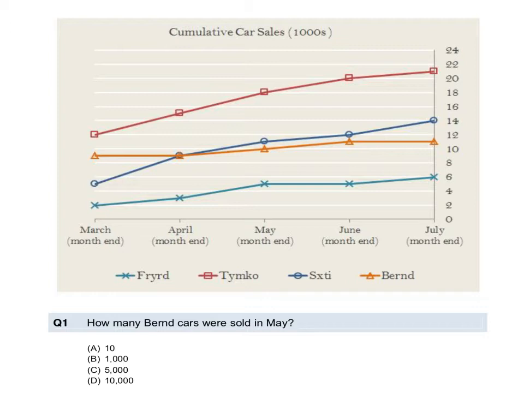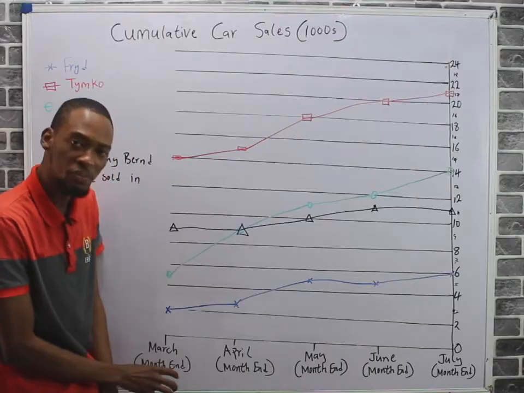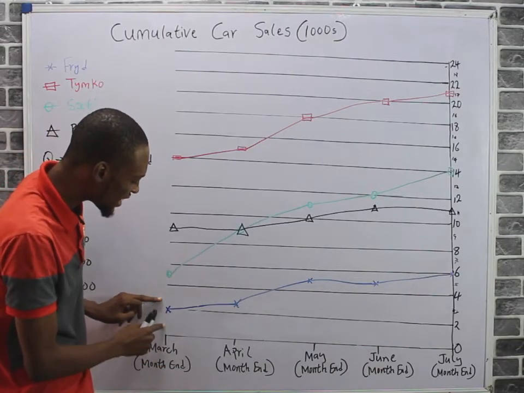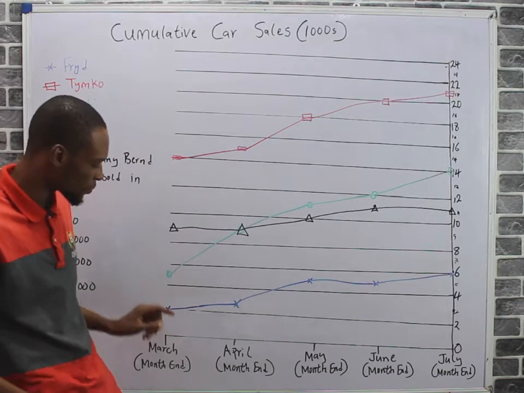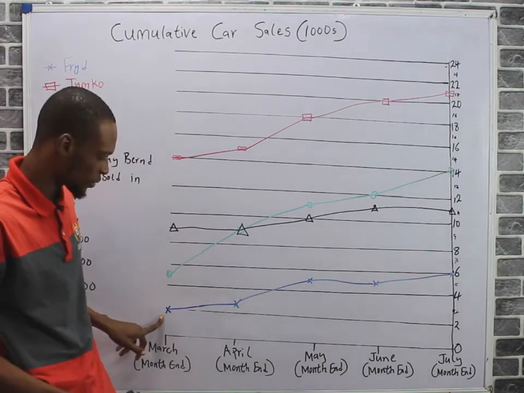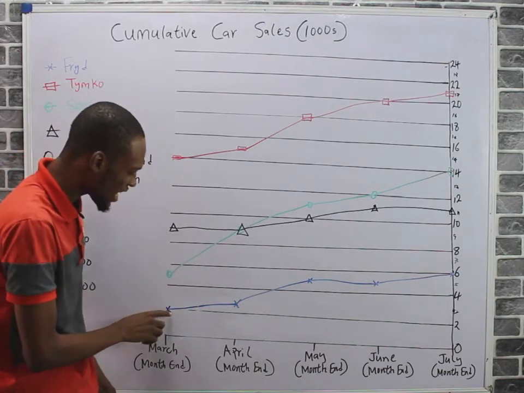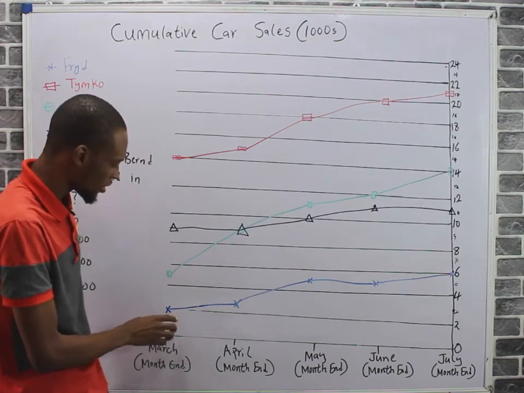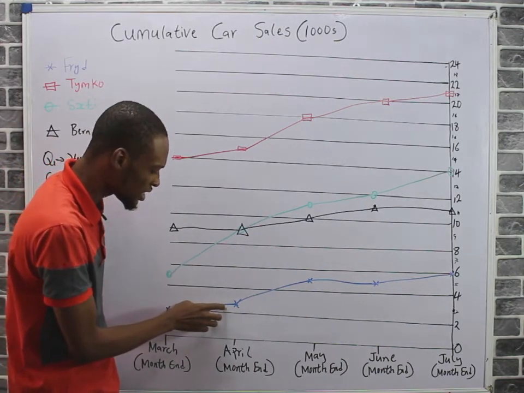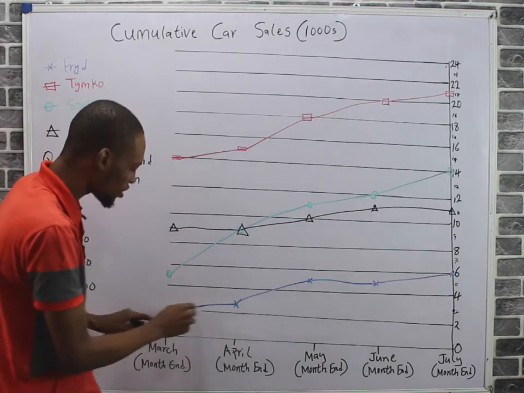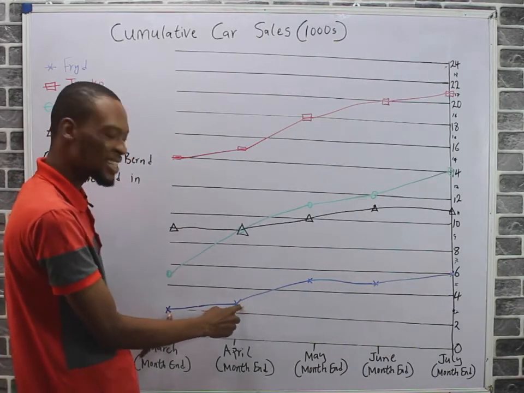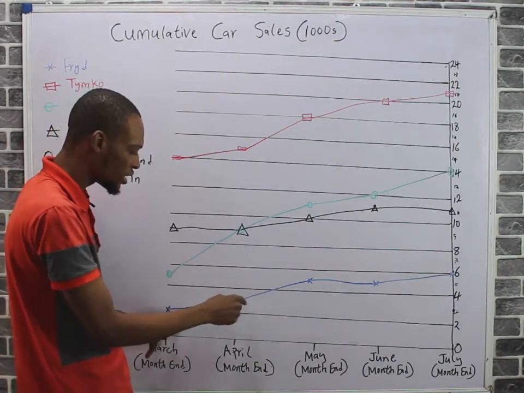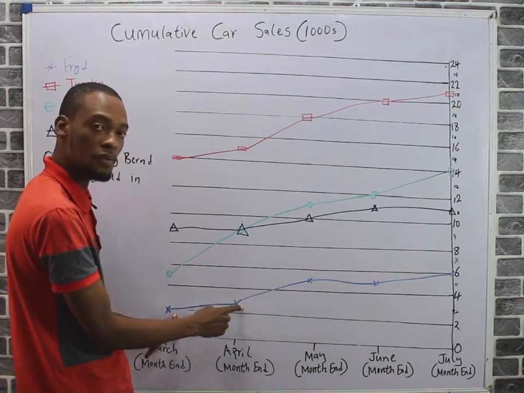Now, look at something else. They say March, month end. This means here is at the end of the month, at the March ending. These were the cars sold. Now, from here, April has begun. So the sales from here to here represent April, from the beginning of April till the end of April.